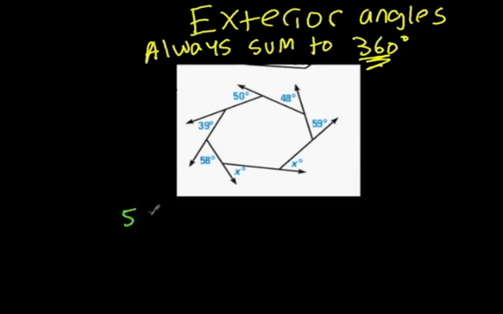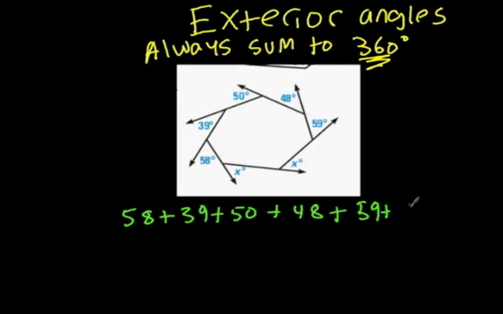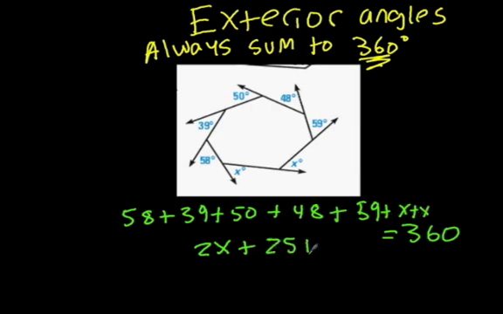We're going to have 58 plus 39 plus 50 plus 48 plus 59 plus x is all going to equal 360. So if we just add all these things together, we're going to end up getting 2x, which is these two x's over here, plus 254 is going to equal 360. And then we have 2x equals 106. And then we divide both sides by 2.